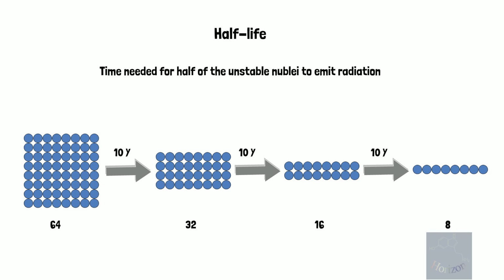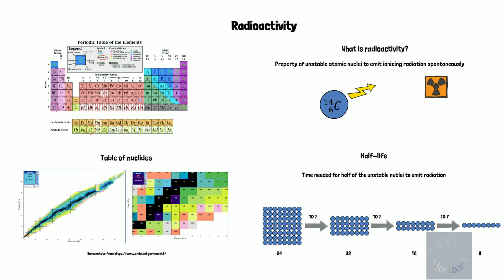C14 has a half-life of 5,700 years. So, if we would have 64 C14 atoms, it would take 5,700 times 3, so 17,100 years, to only have 8 C14 atoms left. This was an overview over radioactivity.